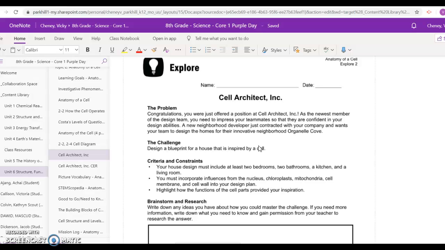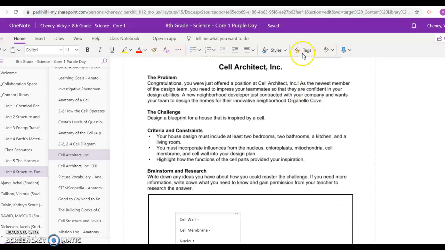If you will look at the criteria right here, it says your house design must include at least 2 bedrooms, 2 bathrooms, a kitchen, and a living room. You may include other things in your house if you would like to. You must incorporate influences of the nucleus, chloroplast, mitochondria, cell membrane, and cell wall into your design plan.